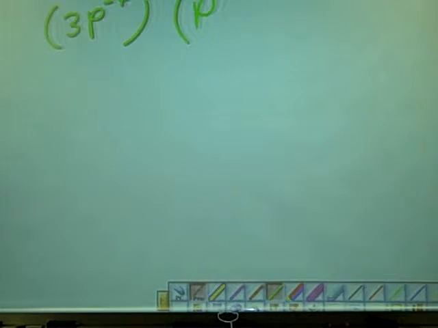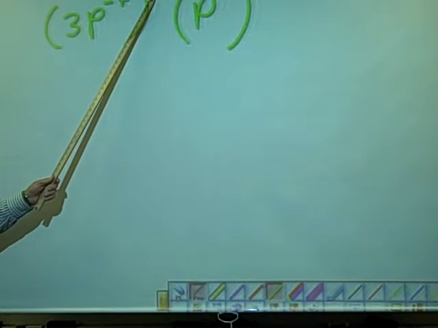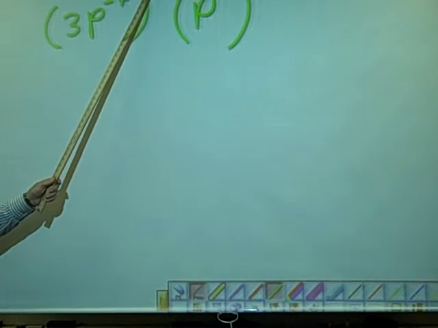Alright, try this one. Parentheses 3, P to the negative 4, close it up, squared. And then parentheses again, P to the 3rd, close that parentheses, and that's to the negative 1. Okay, what are we going to do with this outside exponent here? This 2. What do we do with that?